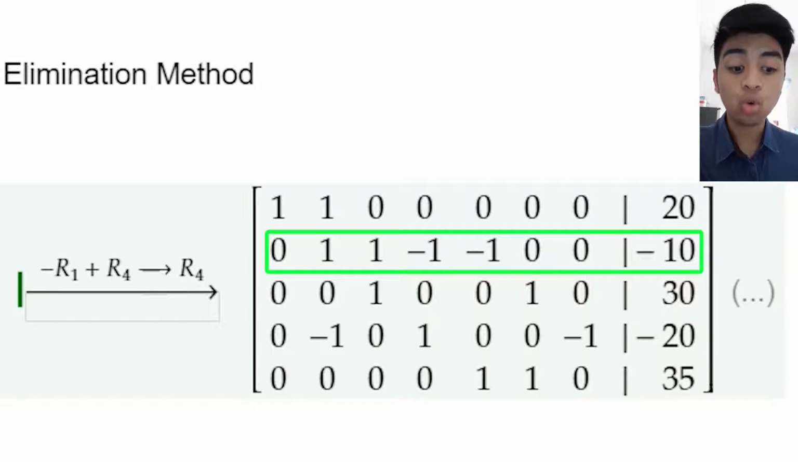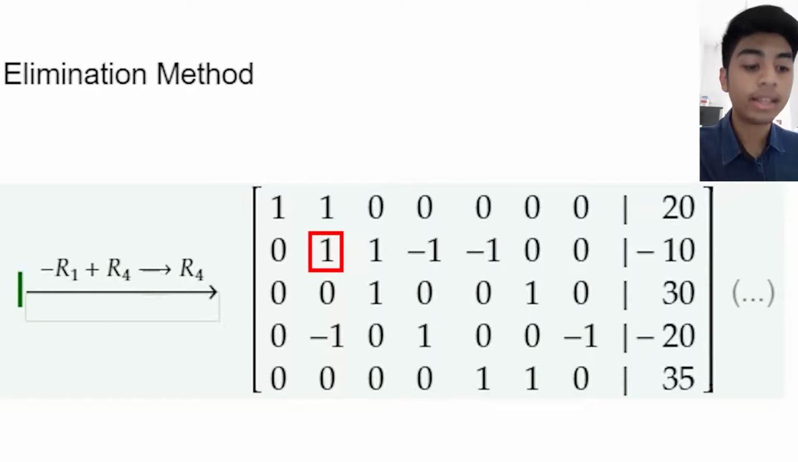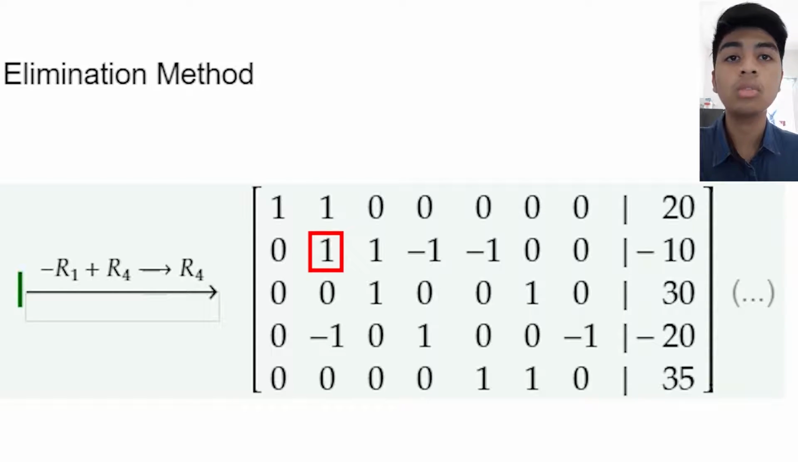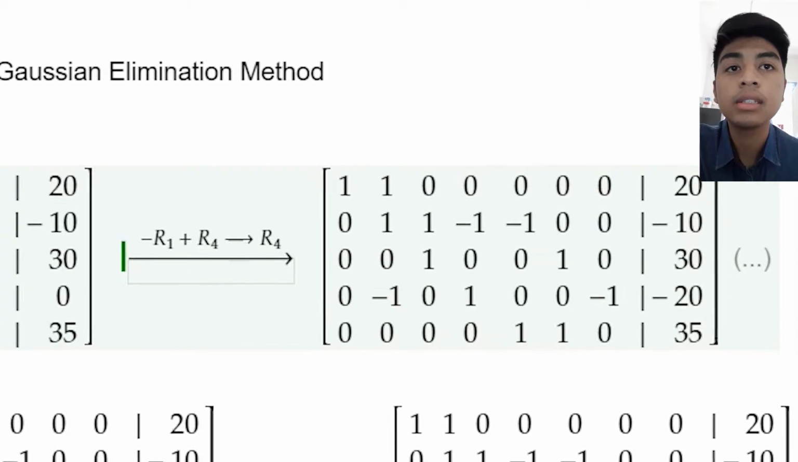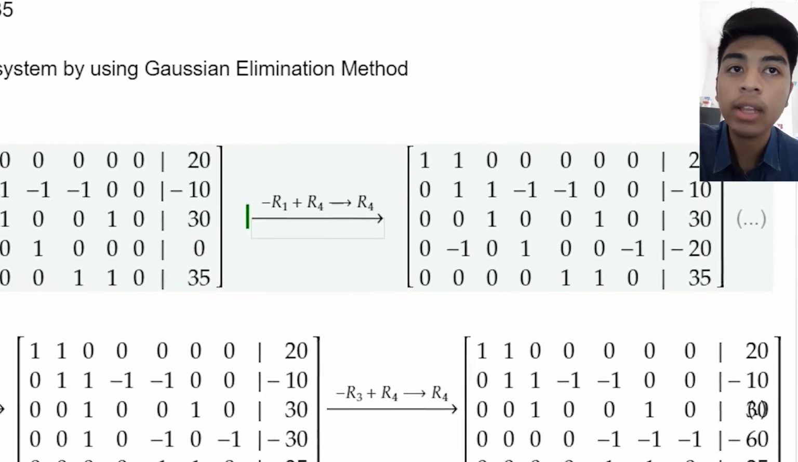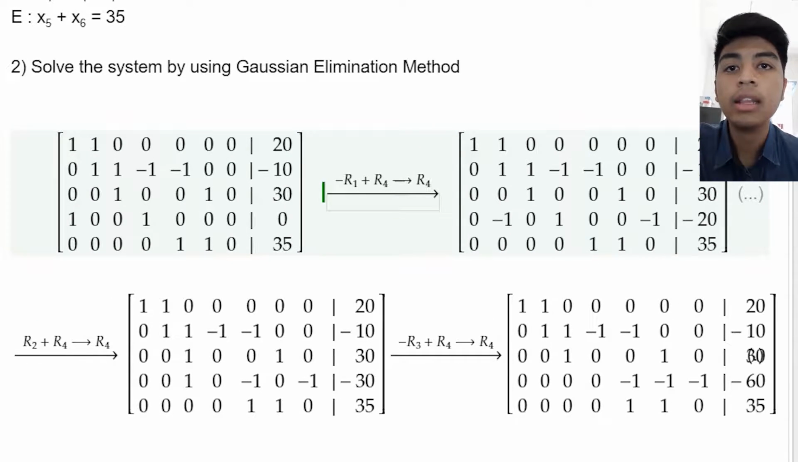Now we proceed to the second row. We will repeat the process that we have done in step 2 for the second row. The first non-zero entry in the second row is 1, and this is the leading one for this row. Then we need to zero out everything under the leading one. To do this, we need to use an elementary row operation. To zero out the negative one under the leading one, we need to add R2 with R4 and place it into R4.